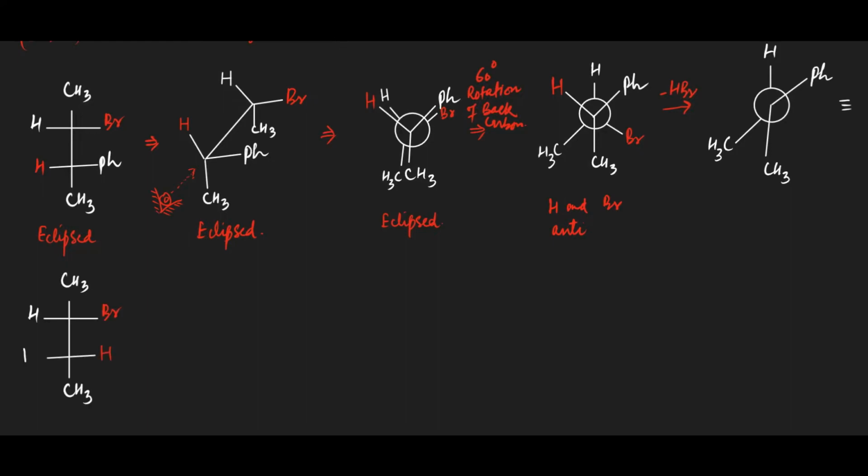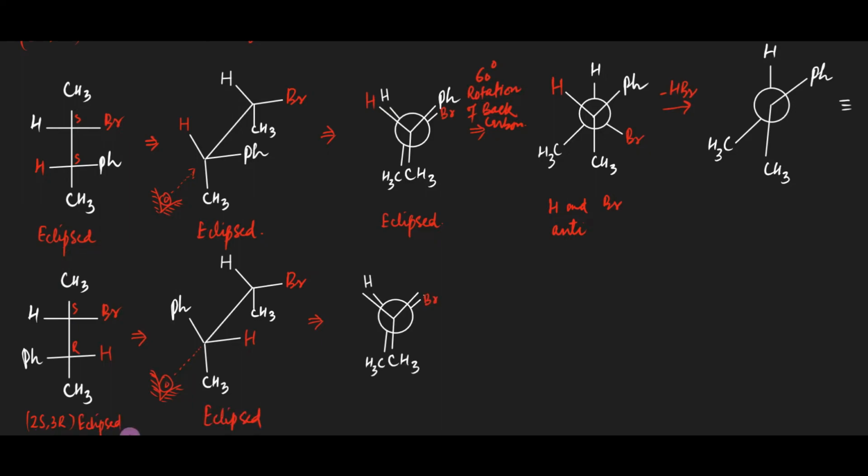Now take another isomer designated as 2S3R. Convert it into Sawhorse projection. Remember, we converted eclipsed Fischer into exact eclipsed Sawhorse. Now we will convert it into exact eclipsed Newman projection. Red beta H and red alpha Br are exactly eclipsed in this conformation.